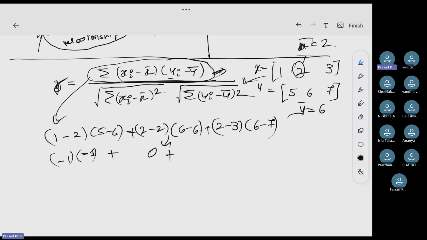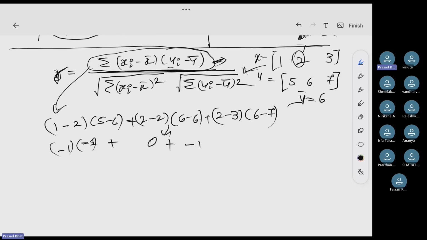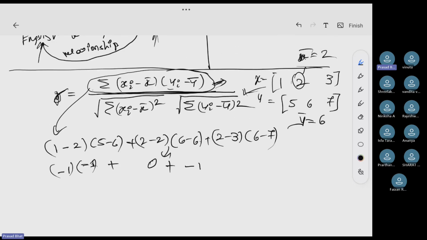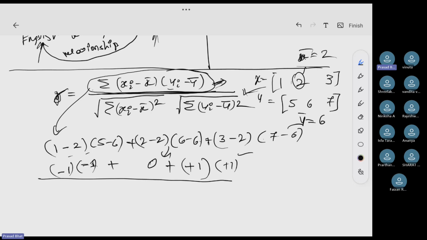2 minus 3 is going to be what? Minus 1. Oh, sorry. This is supposed to be 3 minus 2, right? I think I made a mistake here. Xi minus x bar, so it is going to be 3 minus 2, and then yi minus y bar, 7 minus 6. Even though we get the same answer, the interpretation will be different here. So this one is plus 1 into plus 1. Plus into plus becomes plus, minus into minus also becomes plus. So none of the terms actually cancel out each other, or there is no decrease in the value.